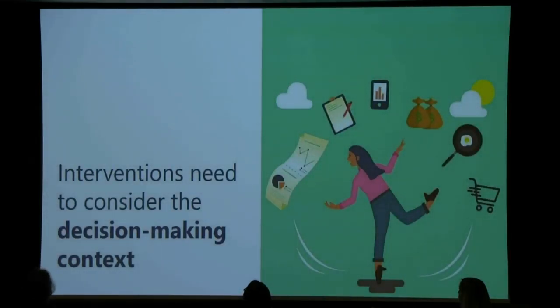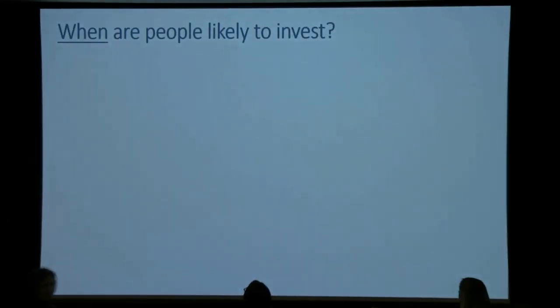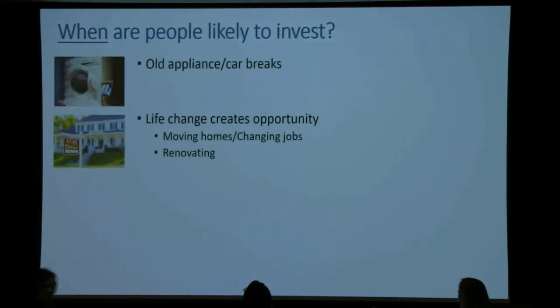The final point I'll make is we need interventions that think more about the decision-making context. And I love the way Leslie phrased this morning. People are reactive when they're thinking about these types of upgrades. If you look at people's self-reports of when they're most likely to upgrade their appliances, it's because the old one broke, or they had some life change. They moved to a new home, they changed jobs and maybe need a different type of car, maybe they're renovating.